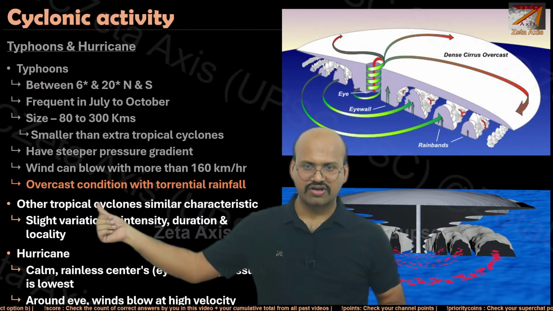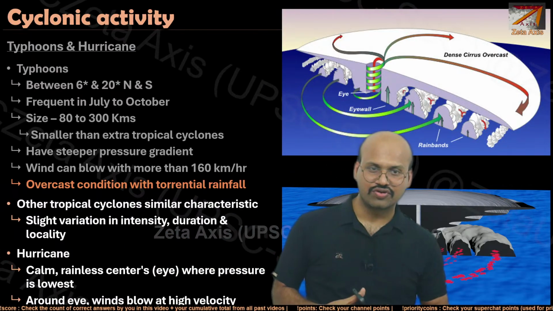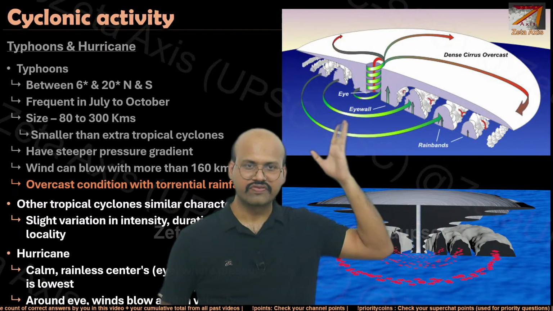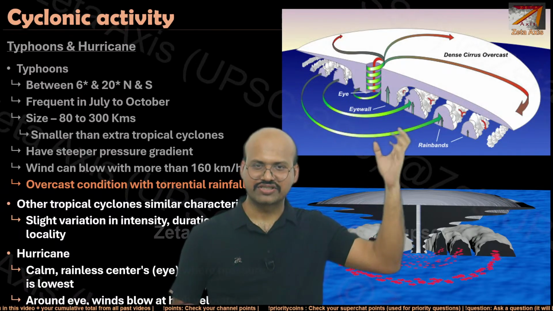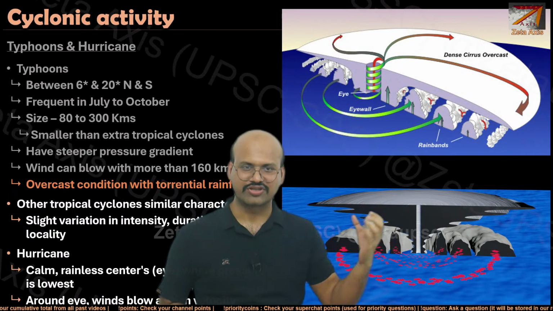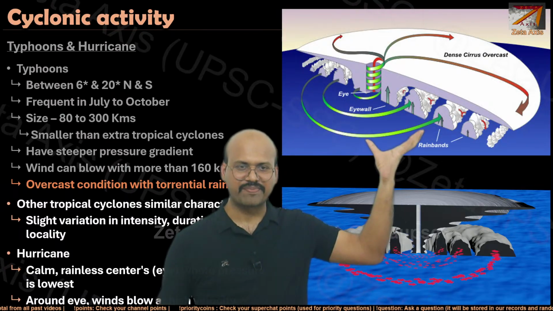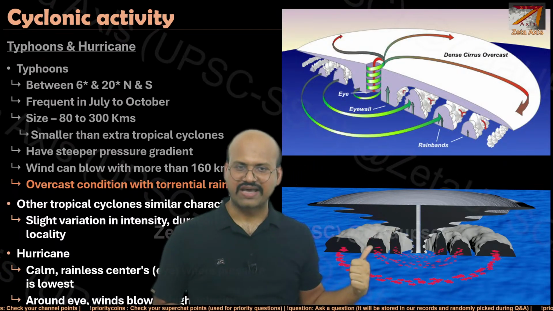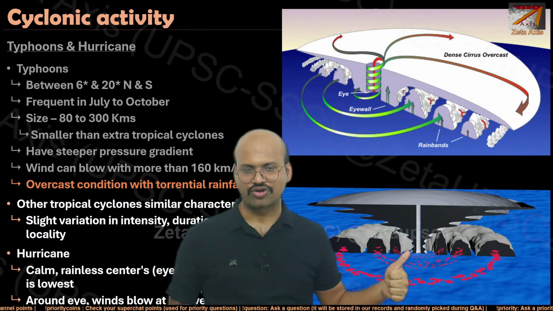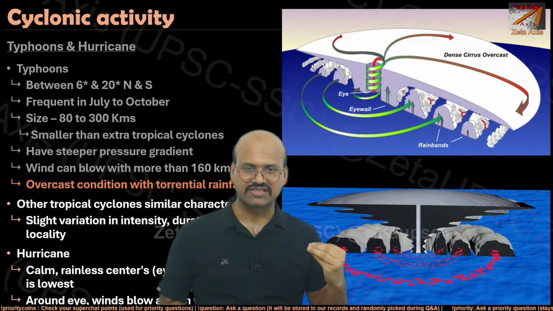They also cause a lot of torrential rainfall. We know that the winds move and carry moisture. Remember, they are occurring over the oceans where there is a large amount of moisture. So these carry this moisture into the upper atmosphere and bring a lot of rainfall. That is why with these tropical cyclonic activities, we have very heavy torrential rainfalls.